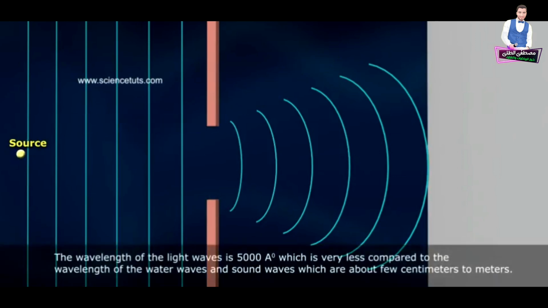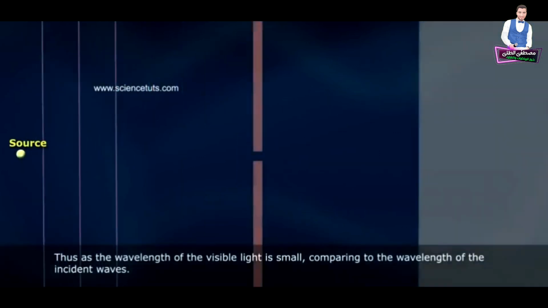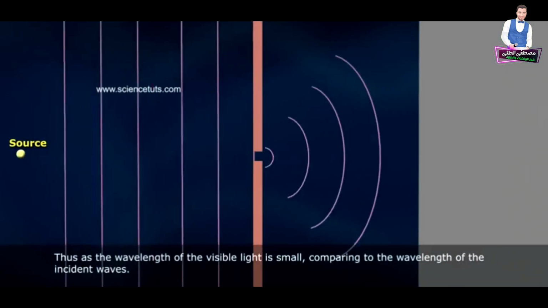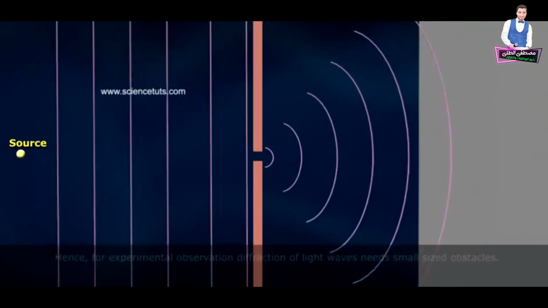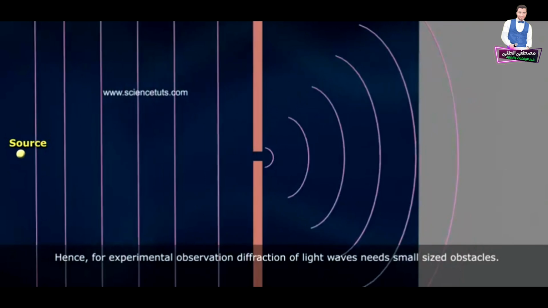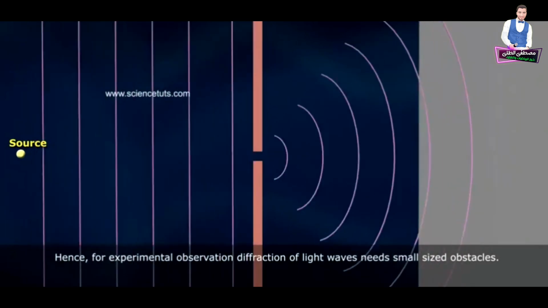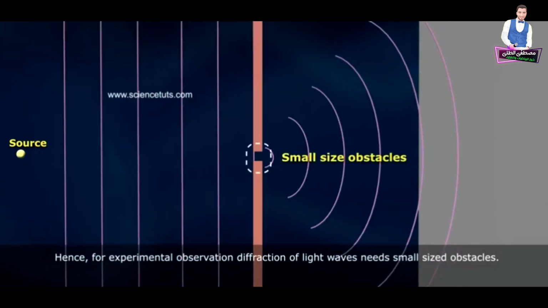The wavelength of the light waves is 5000 angstrom, which is very small compared to the wavelength of water waves and sound waves, which are about a few centimeters to meters. As the wavelength of visible light is small compared to the wavelength of other incident waves, for experimental observation, diffraction of light waves needs small-sized obstacles.